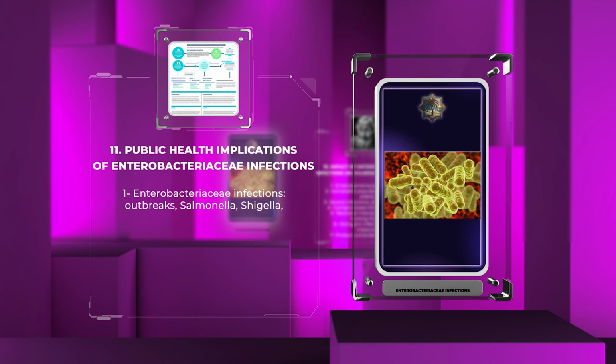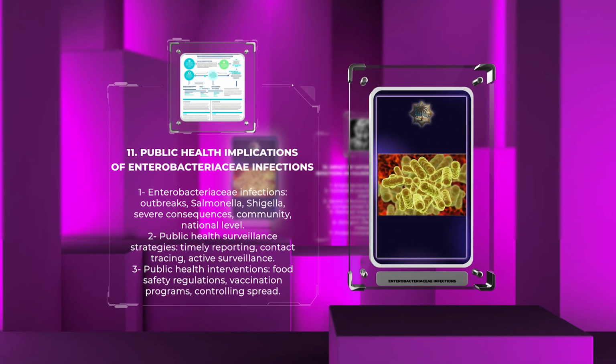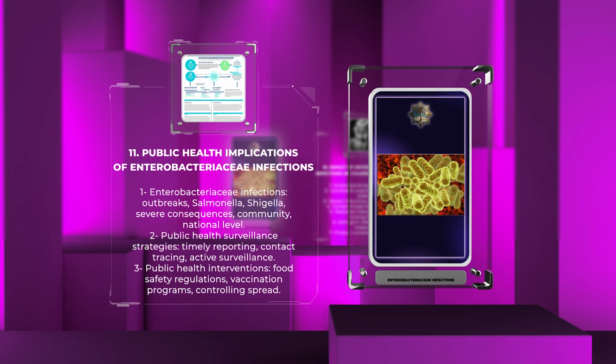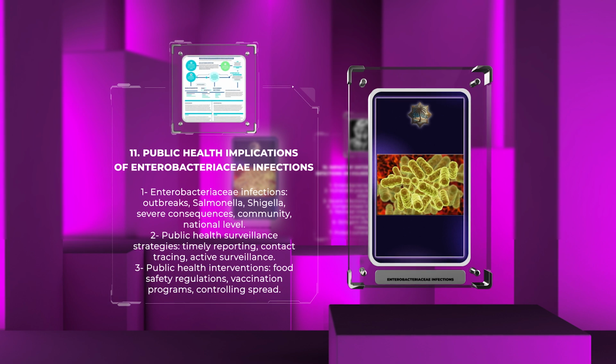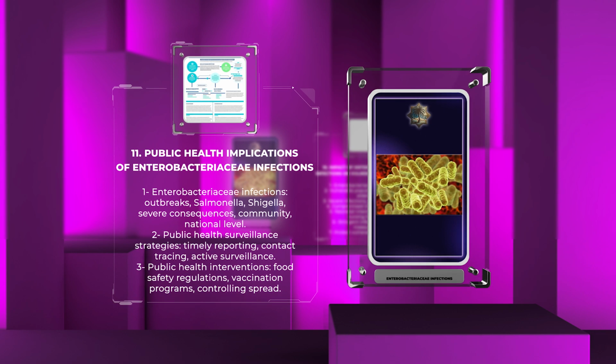Moving forward, we discuss the public health implications of Enterobacteriaceae infections. Outbreaks of Enterobacteriaceae infections, such as those caused by Salmonella or Shigella, can have severe consequences on a community or even a national level. Public health surveillance strategies, including timely reporting, contact tracing, and active surveillance, aid in identifying and containing these outbreaks. Public health interventions, such as food safety regulations and vaccination programs, play a vital role in controlling the spread of Enterobacteriaceae infections.